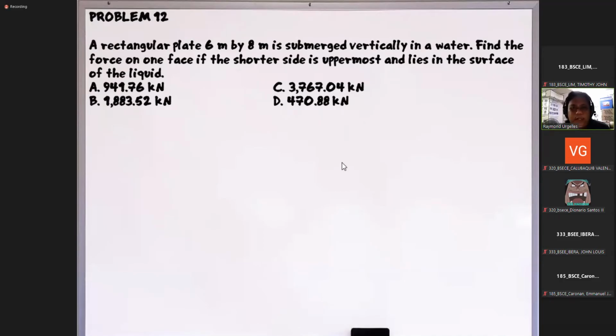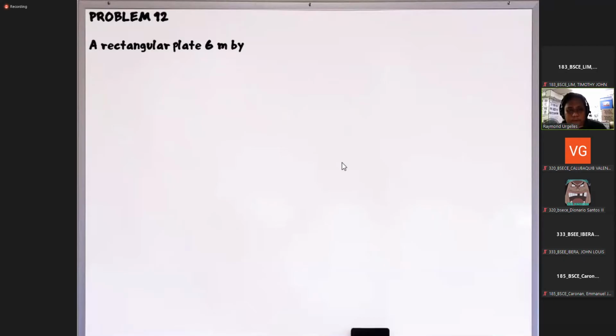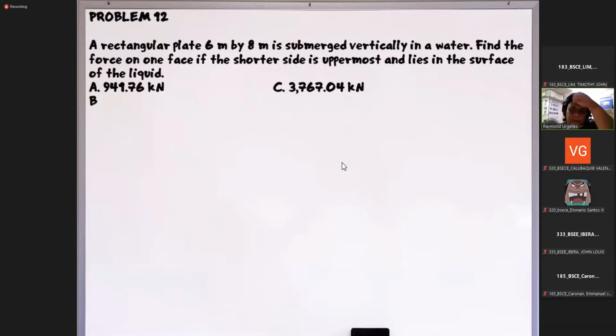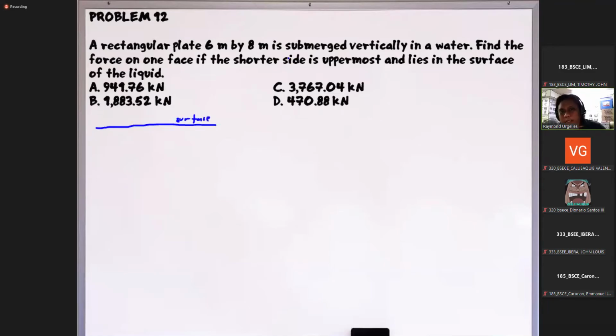So let's start again. Okay. So let's try this problem. Dito, we have a rectangular plate. So let's say ito yung surface natin. So we have the surface. Then we have a rectangular plate, 6 meters by 8 meters.